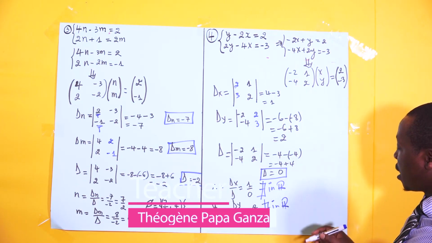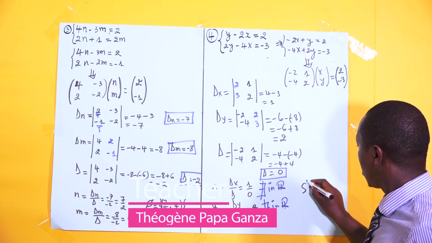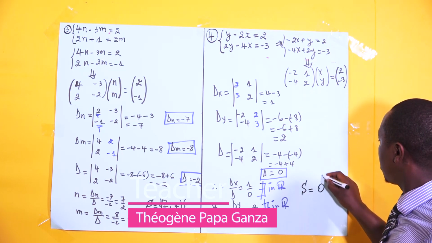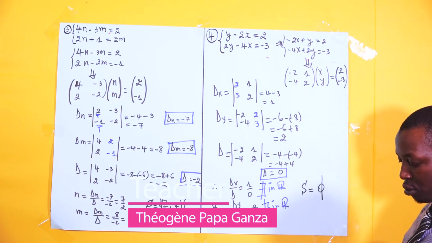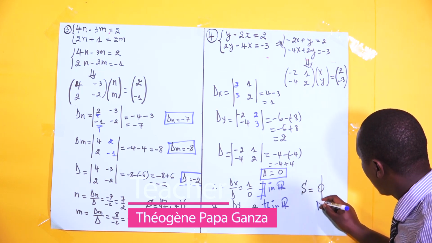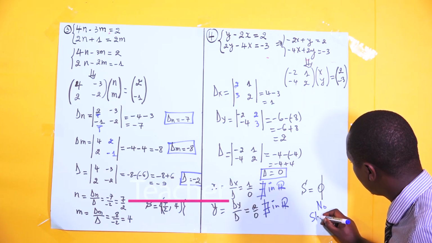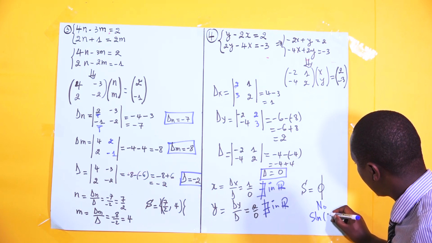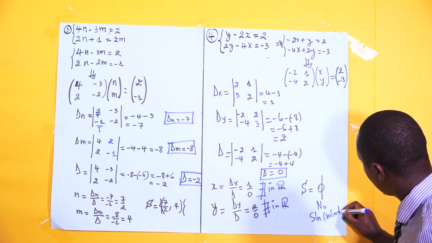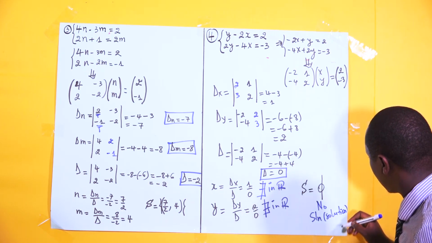Here you have to write that the solution set is empty. Empty means what? No solution. No solution set.